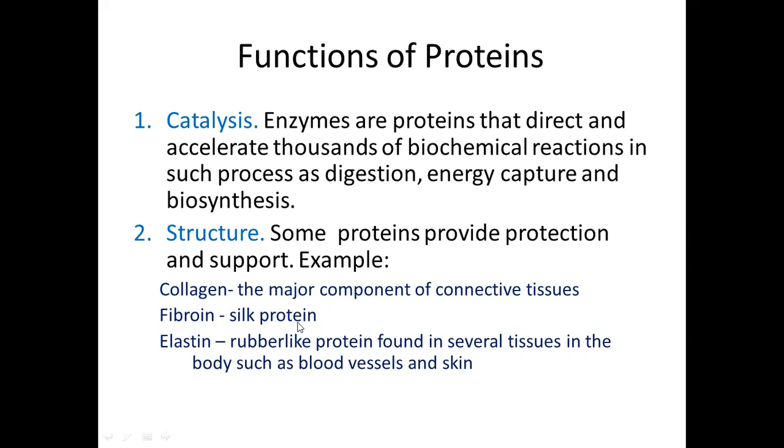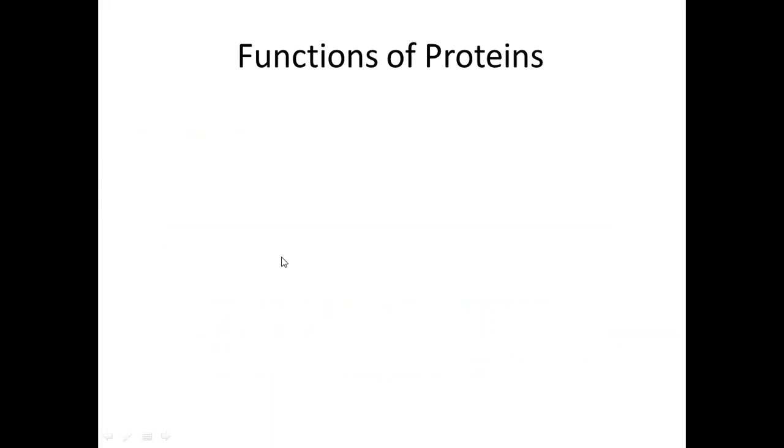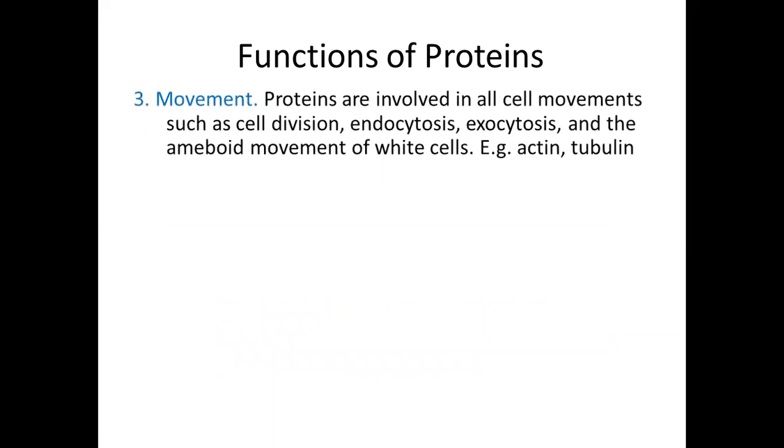Fibroin is the silk protein. And then elastin is a rubber-like protein found in several tissues in the body, such as blood vessels and skin. So this kind of proteins has a function for support and structure. Another function is movement. For example, proteins that are involved in cell movements, such as cell division, endocytosis, exocytosis, and the amoeboid movement of white cells. Okay, such as actin and tubulin. So those are other functions of proteins.